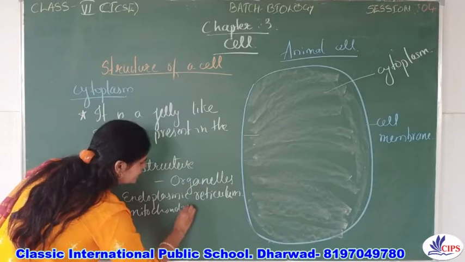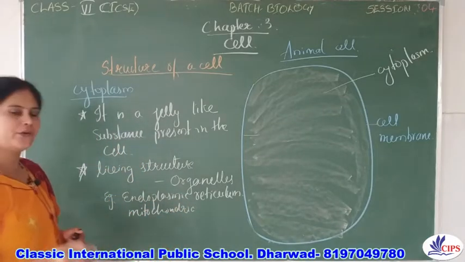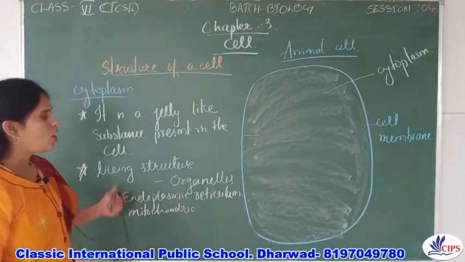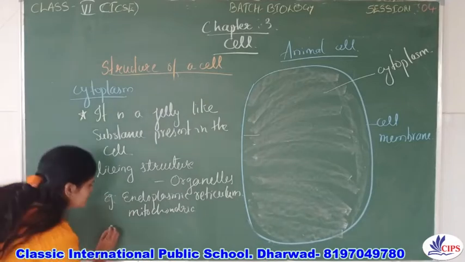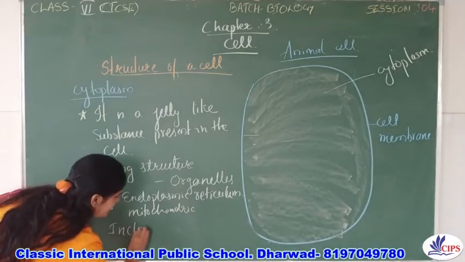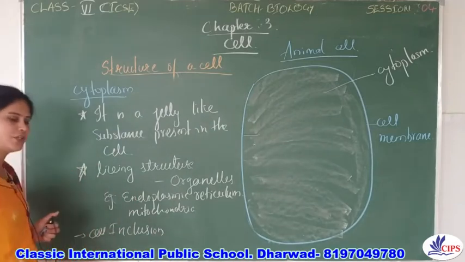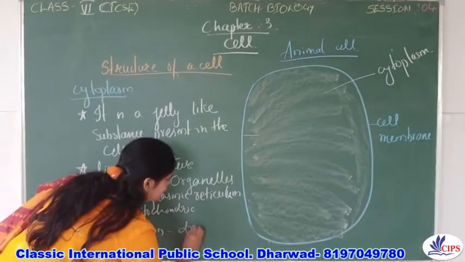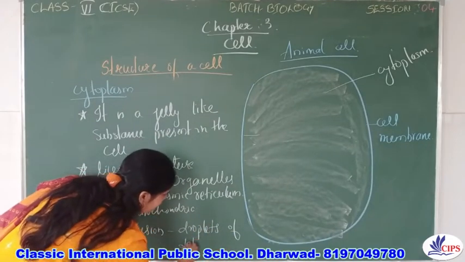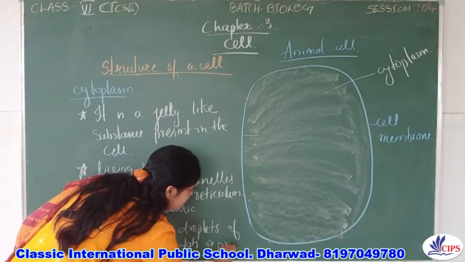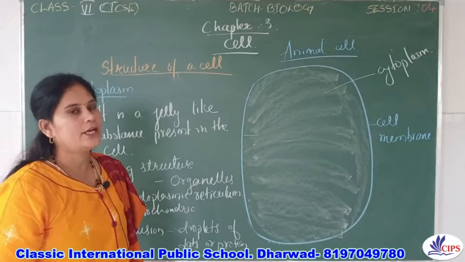So now just understand endoplasmic reticulum, mitochondria, lysosome, Golgi bodies, all these are the cell organelles. Along with this, what else is present? Yes, the cell inclusions. So what are these cell inclusions, children? They are nothing but the droplets of fats or proteins, excess protein or excess fat. Those are called the cell inclusions.